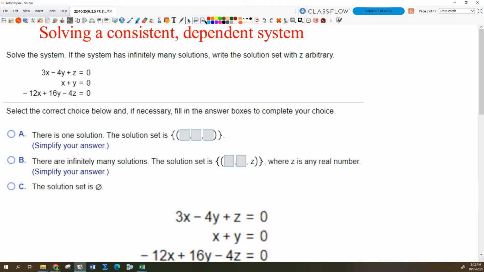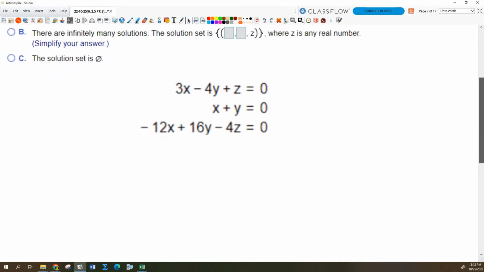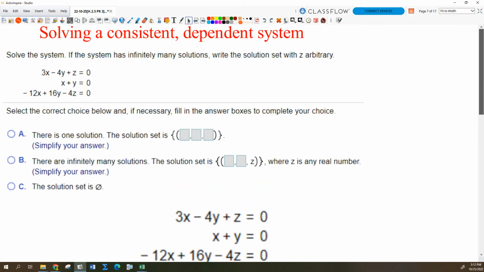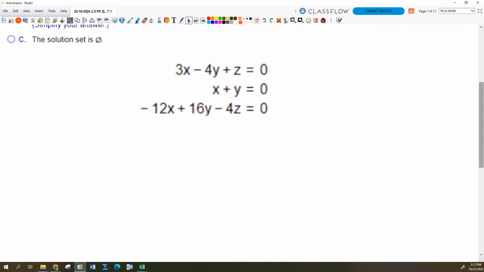Okay, so what about this guy? This time, I'm telling you what's going to happen. We're going to get a consistent, dependent system. So what's that mean? A consistent, dependent system means we're going to get an infinite number of solutions.